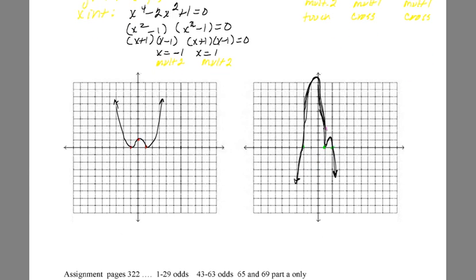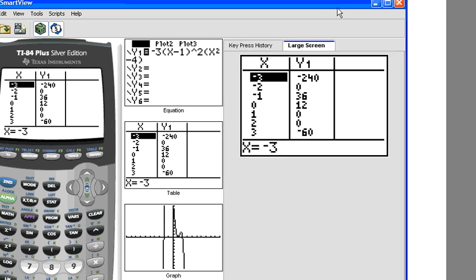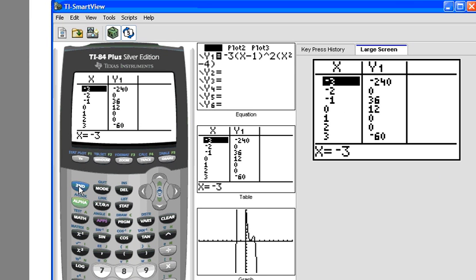An awesome feature of that calculator is using the table feature. Use that table feature, second table, to see what those x-intercepts are. Can I find them from my calculator?